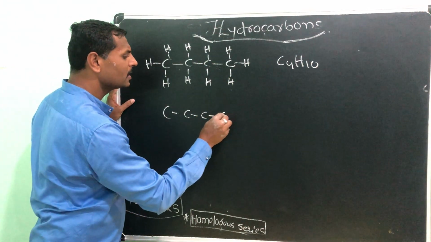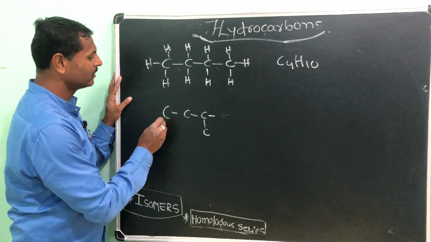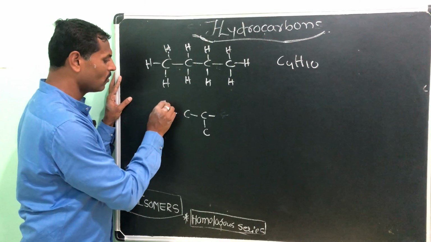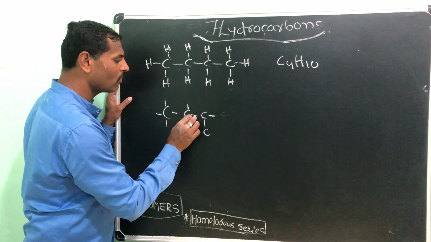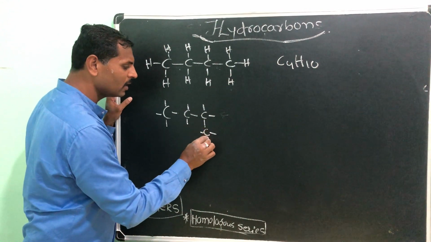Same one I will write here like this. See, a small branch I will make in this one. What I am doing? Branching. Each carbon again with 4 bonds: 1, 2, 3, 4.